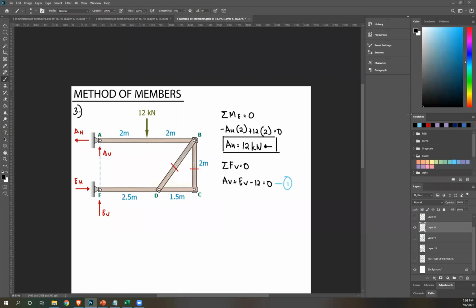Again, you have 4 unknowns actually: 1, 2, 3, 4, and you only have 3 equilibrium equations. Therefore, at some point, we're going to use the method of members. Let's see when. Well, we can also use summation of forces horizontal. Negative AH, positive EH.